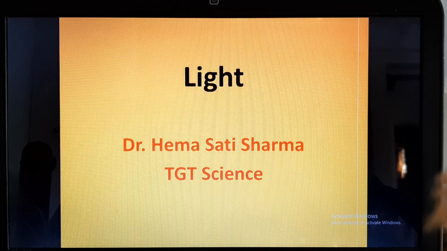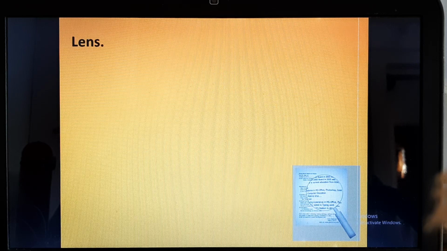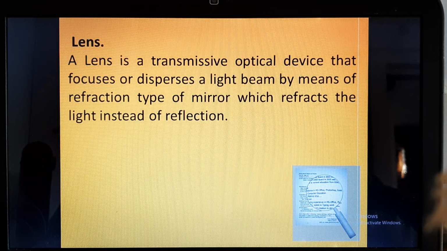We have already discussed plane mirror, convex mirror and concave mirror and how images are formed through ray diagrams. So in this lecture we are going to discuss lens. Lens is basically a transmissive optical device. Mirrors are also optical devices and lenses are also optical devices.